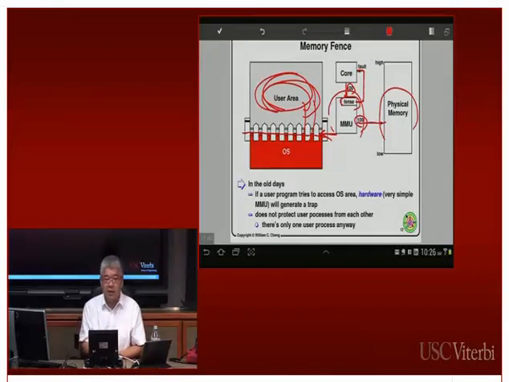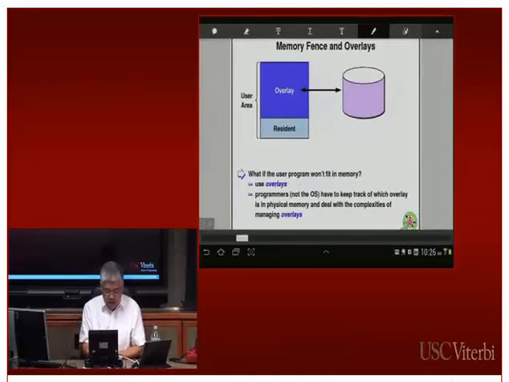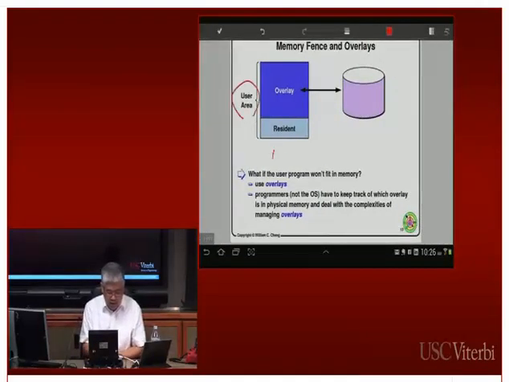What if this program is big? It doesn't fit in this memory. In the good old days, memory was expensive. So the operating system is still down here with a fence right here. If the user program is large and doesn't fit in memory, then the programmers are required to split their program into two parts. One is called the resident part of their program, which always stays in memory, and the other part is called overlay. The overlay can be brought from the disk into this area when needed.